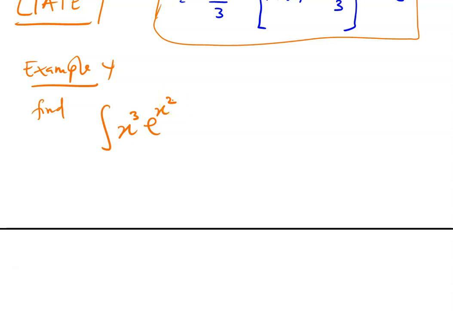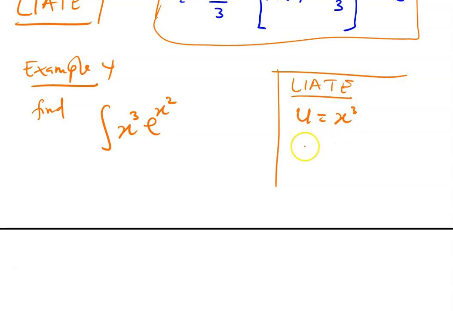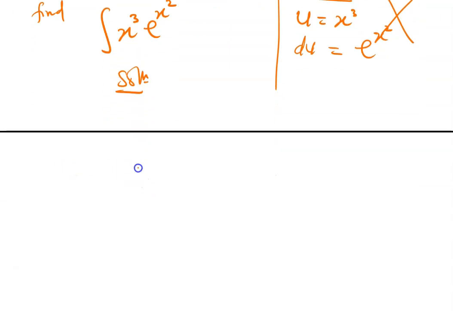With this, let's use the LIATE and see how we will choose our u and our dv. You say that algebraic comes first, right? Algebraic function comes first. So I would have said that u is equal to x cubed. Then the dv is equal to e^(x squared). If you choose this and you solve with it, you are going to get it wrong. So you always need to be careful. There are some exceptions with the integration by parts. So you always need to be careful with it.